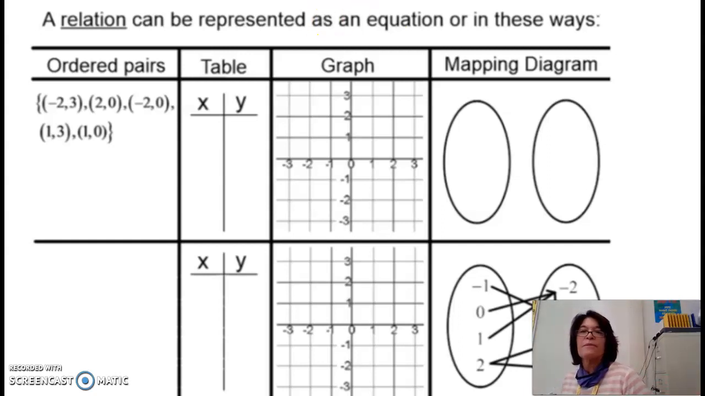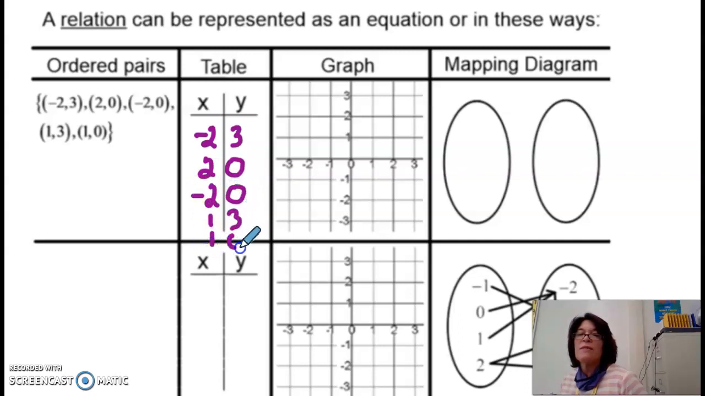Now, I can show this same relationship in a table if I don't want to just put it as a set of ordered pairs. Notice the braces. They designate where the set starts and stops. This has 1, 2, 3, 4, 5 ordered pairs in it. If I don't want to just simply list it like that, I could put the x-coordinate in the x column and its corresponding y-coordinate in the y column. 2 goes with 0. Here's another, -2 going with 0. We have 1, 3, and we also have 1, 0.